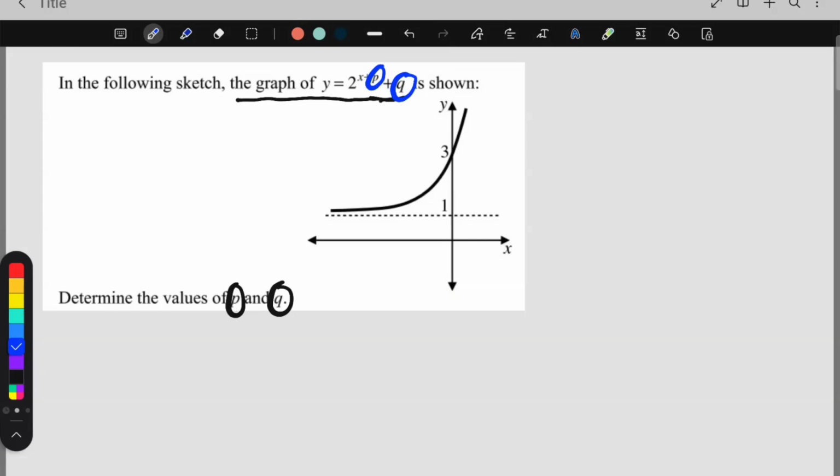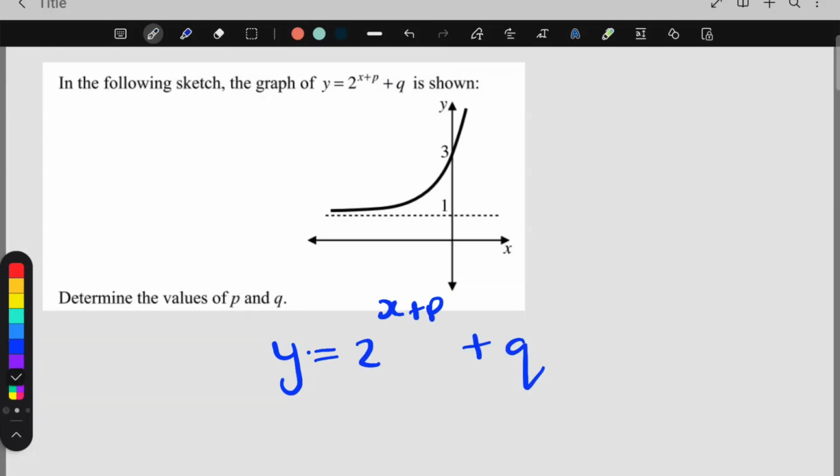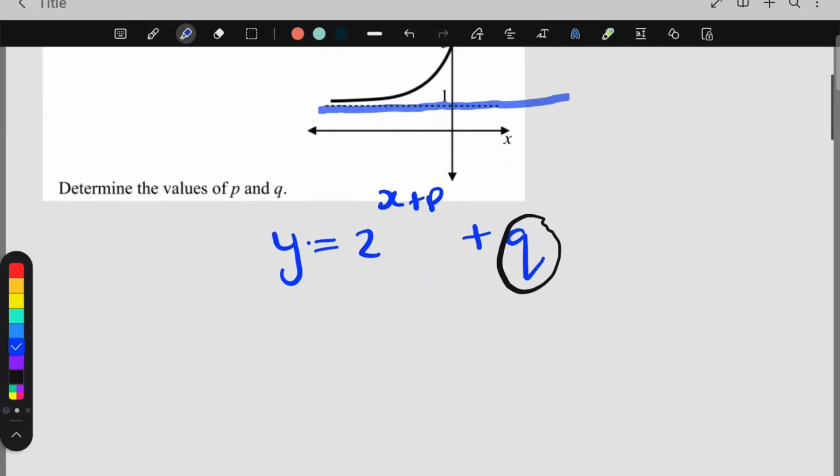They give you a kind of standard form, and we are going to start with that standard form. You write that down. This Q in our formula refers to this horizontal asymptote, this line. That line is called y is equal to 1. So the Q value is 1.